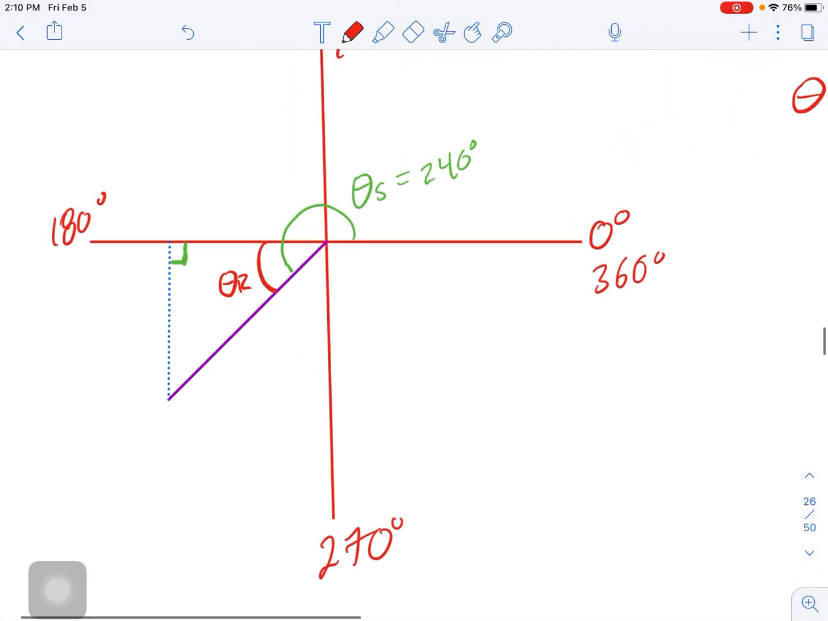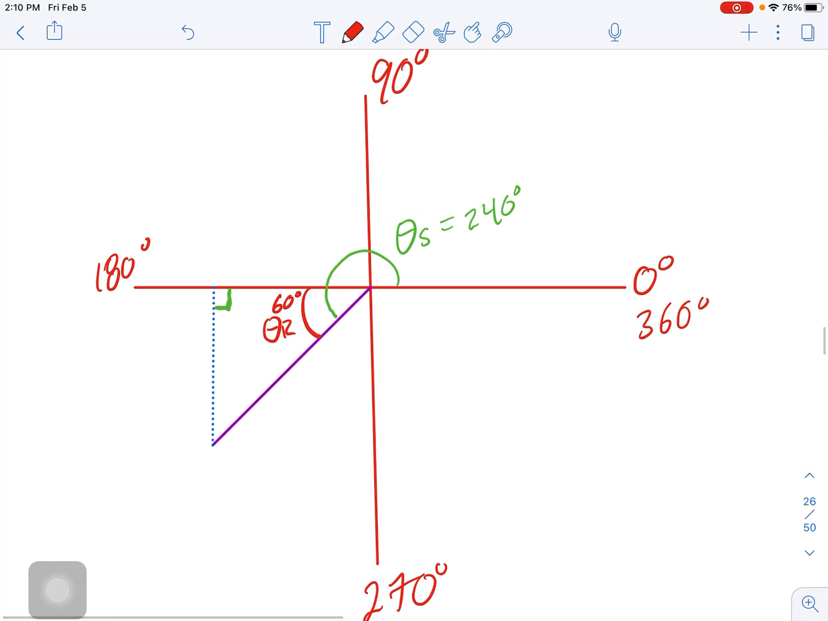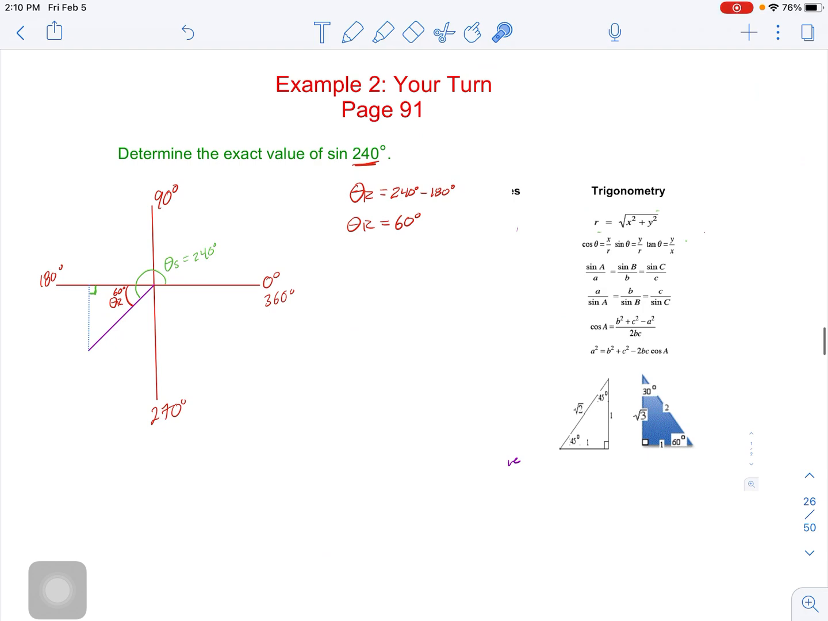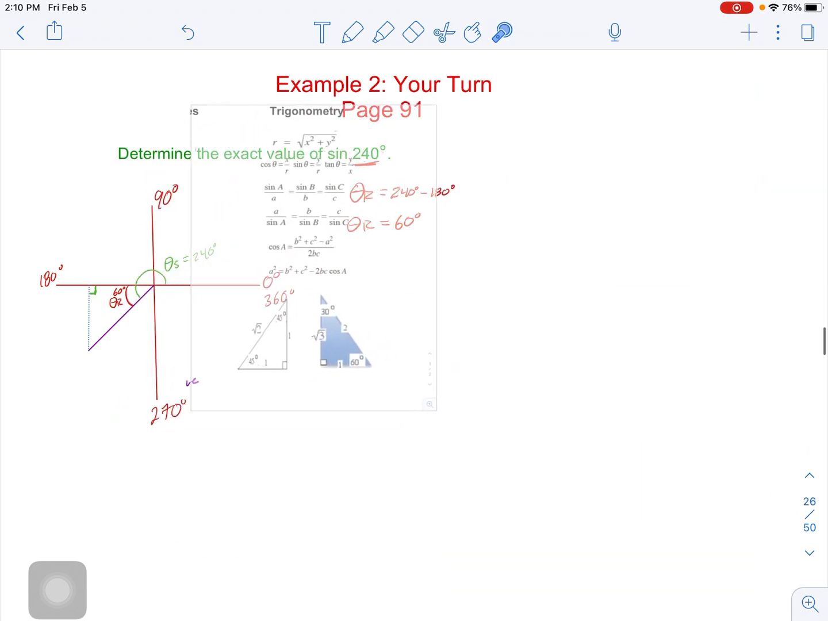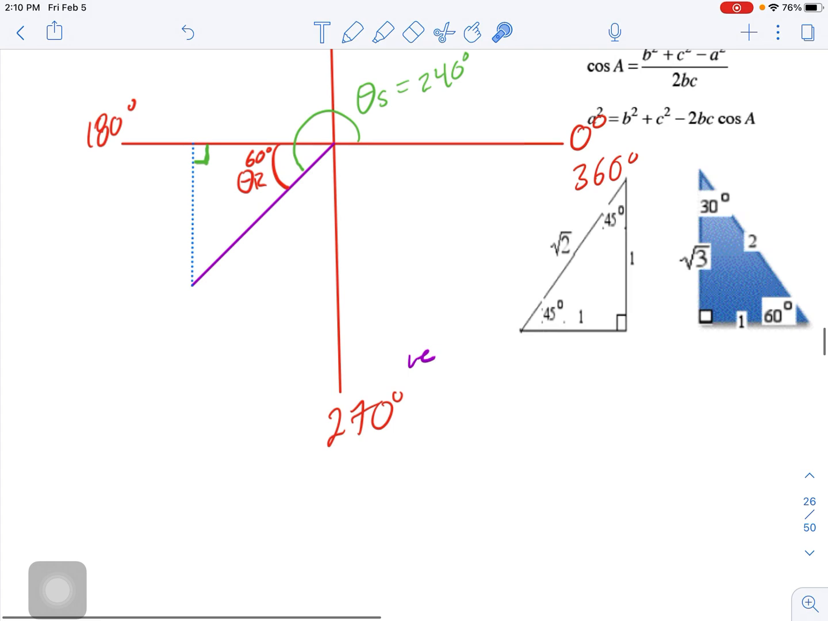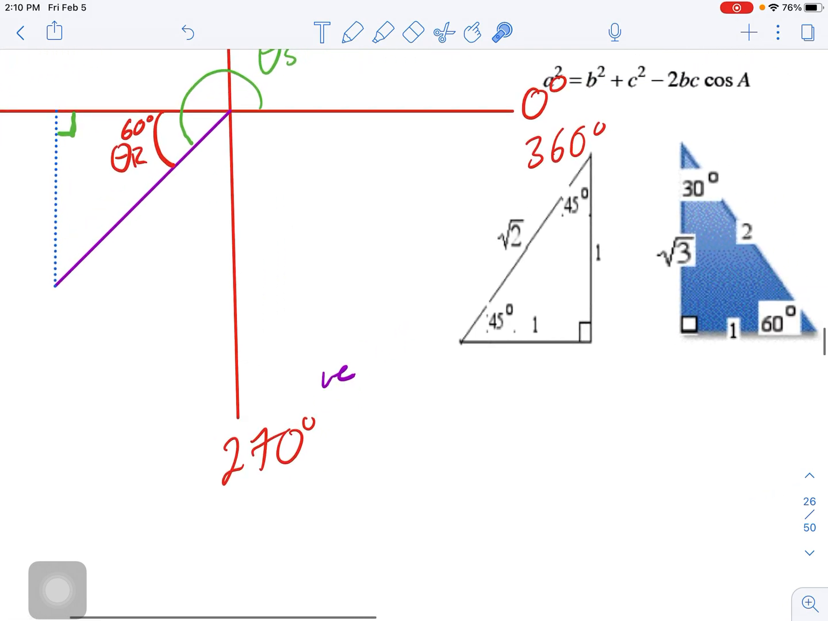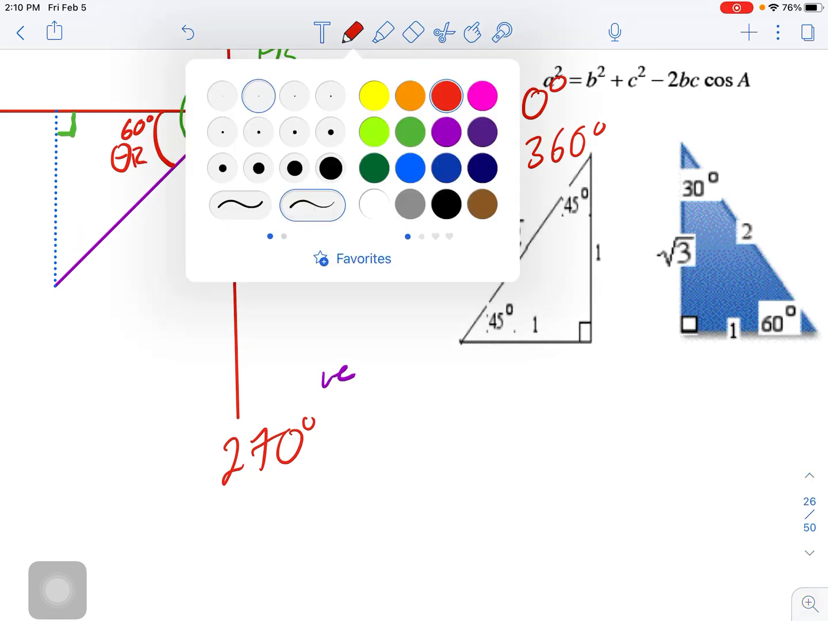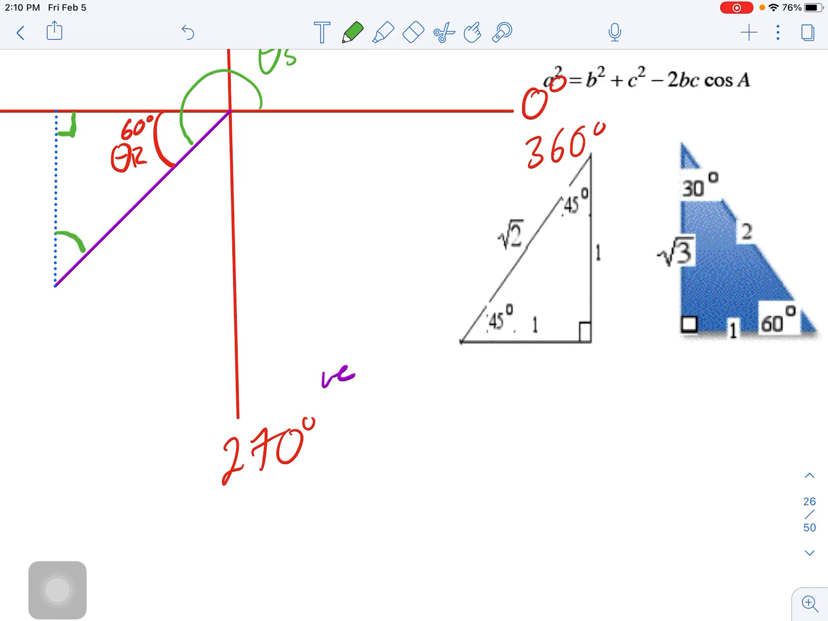Okay, so at this point, we know that this is 60 degrees. We also know that there's a 90-degree angle here. And from here, hopefully you can see if I pull up my formula sheet, I have 60, I have 90, so that automatically makes this angle 30 degrees. So now we're dealing with a special triangle.